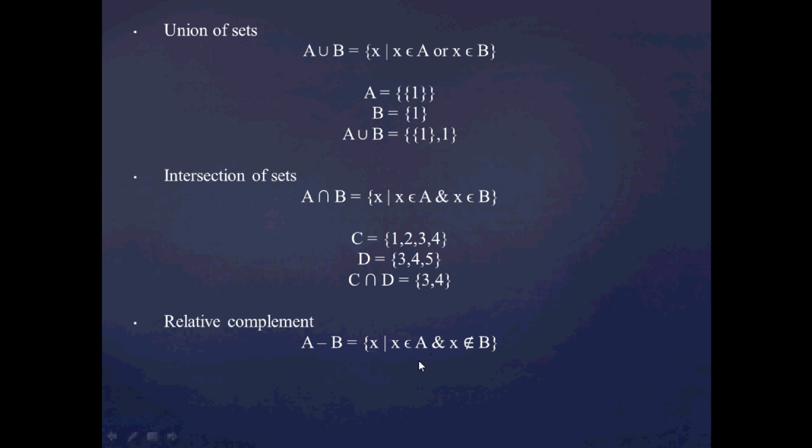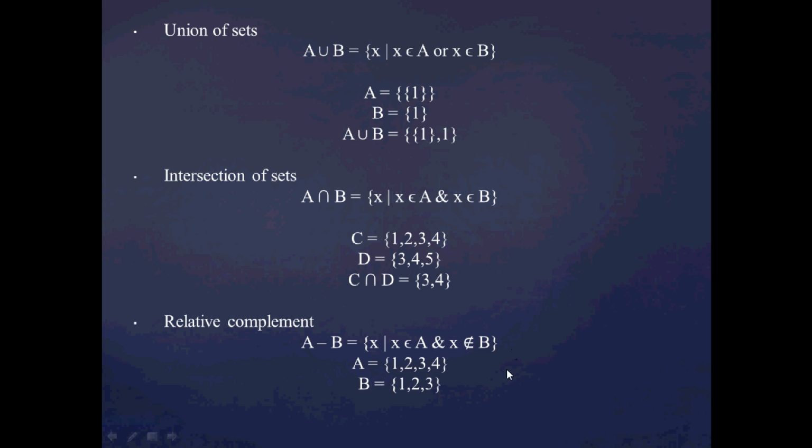So if an object is going to be in A minus B, it's got to be in the set A, and it has to not be in the set B. So basically it's going to be all the stuff that's in A with all the stuff that's in B subtracted out of it.